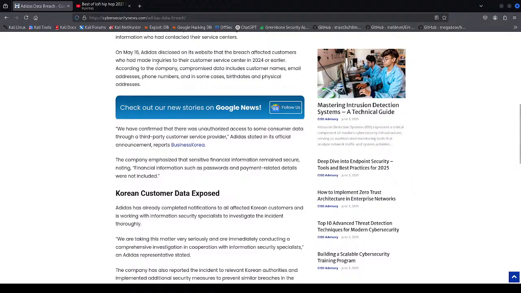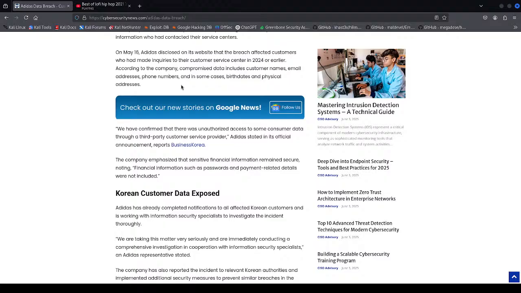So on May 16, Adidas disclosed on its website that the breach affected customers who had made inquiries to their customer service center in 2024 or earlier. According to the company, compromised data includes customer names, email addresses, phone numbers, and in some cases, birthdays and physical addresses. This is not good.